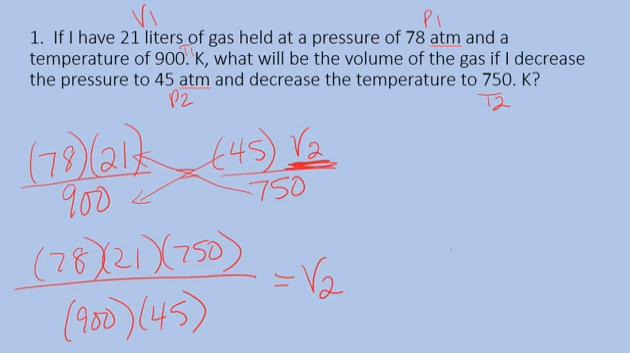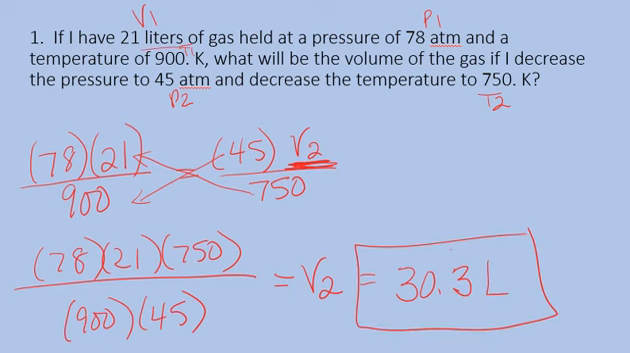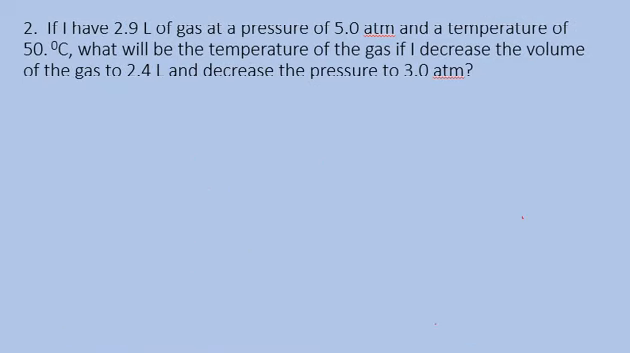So I'm going to go ahead and do that math. I punch in the calculator 78 times 21 times 750 equals, and now I divide by 900 equals, divide by 45 equals. That's another way. I just have a little four-function tiny calculator from the classroom here, that's how you can solve it. So 30.3, and the volume was in liters, so my answer is in liters, and I rounded it to the tenth place. All right, moving on to the next one.